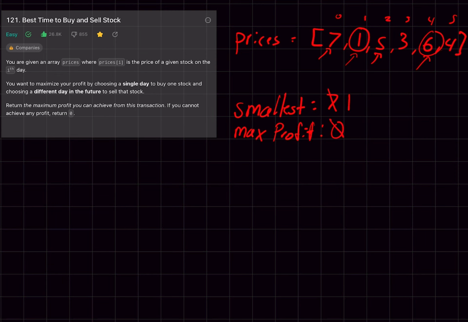So I'll update our 0 counter. Going through day number 3, not smaller, its profit is not more, so it stays the same. Coming to day number 4, 6 is not smaller than 1, so smallest doesn't change. However, our profit jumps from 4 to 5. And then when we go to 5, it's not our smallest, and it doesn't have the most profit. So we end our loop with our smallest being 1, and our max profit being 5, which was the number that we were looking to find before. So let's code this up and see what this actually looks like.